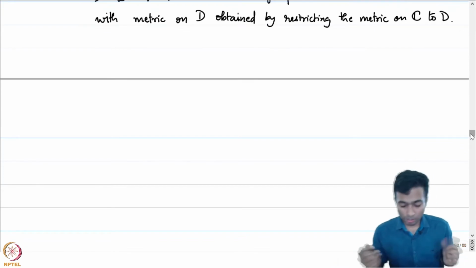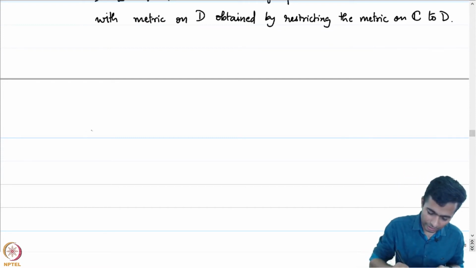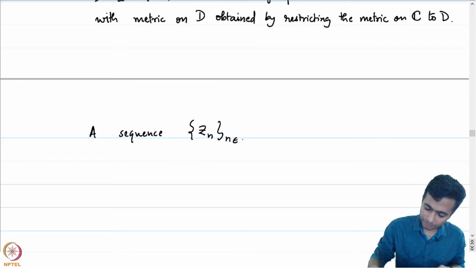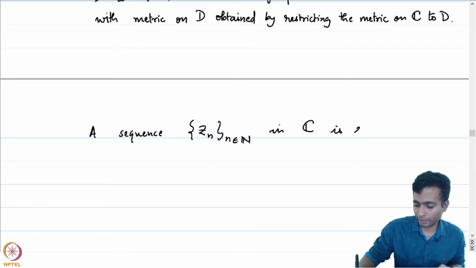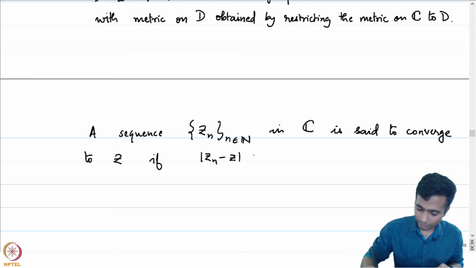Okay, next is the notion of a sequence converging, which I'll not spend too much time on. It's just the same thing: a sequence Zn in C is said to converge to Z if the sequence of real numbers |Zn minus Z| converges to 0 as n goes to infinity.